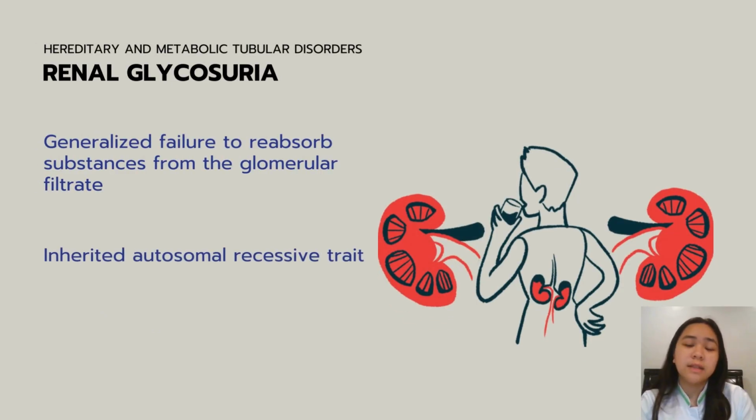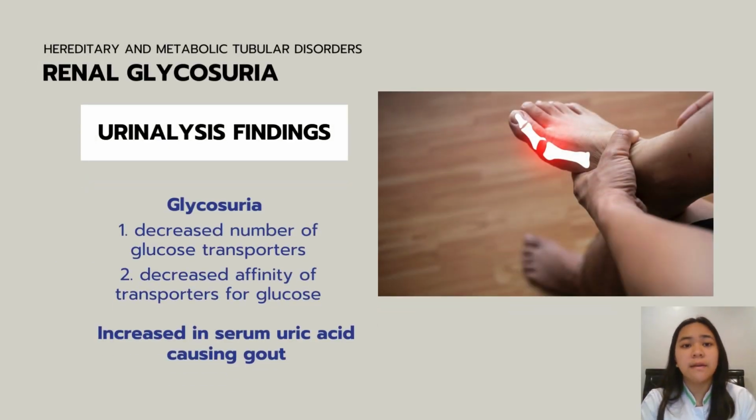And lastly, in tubular disorders, we have renal glycosuria. So renal glycosuria is generalized failure to reabsorb substances from the glomerular filtrate. Also, it is an inherited autosomal recessive trait. For its urinalysis findings, we have glycosuria, and with this, the number of glucose transporters and the affinity of transporters for glucose are decreased. Also, urine glucose concentration with normal blood glucose concentrations is increased.